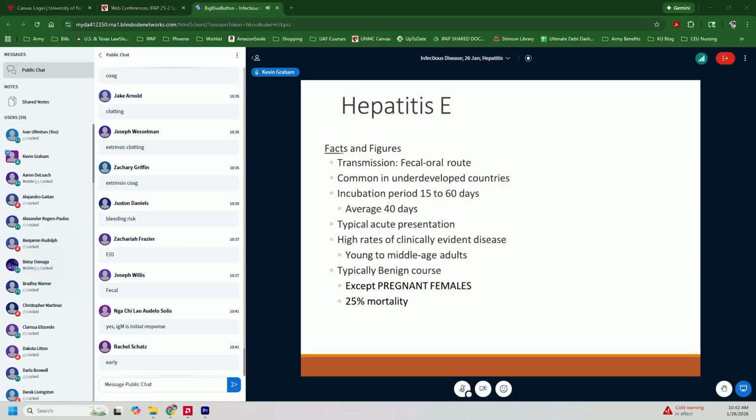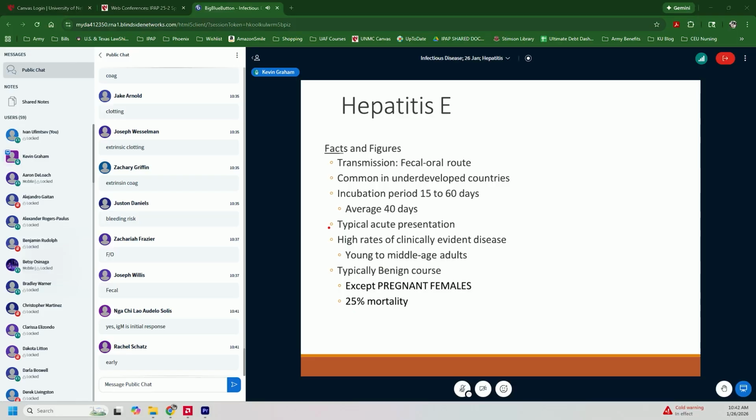All right, hepatitis E, still in that fecal-oral route of transmission. Again, common in undeveloped countries. And man, this looks different. It's all capitalized. Typically a very benign self-limiting case, except if a pregnant individual gets exposed to hepatitis E. That's a pretty good mortality rate. If you think 25% of pregnant individuals who get hepatitis E end up passing away, that's pretty significant.